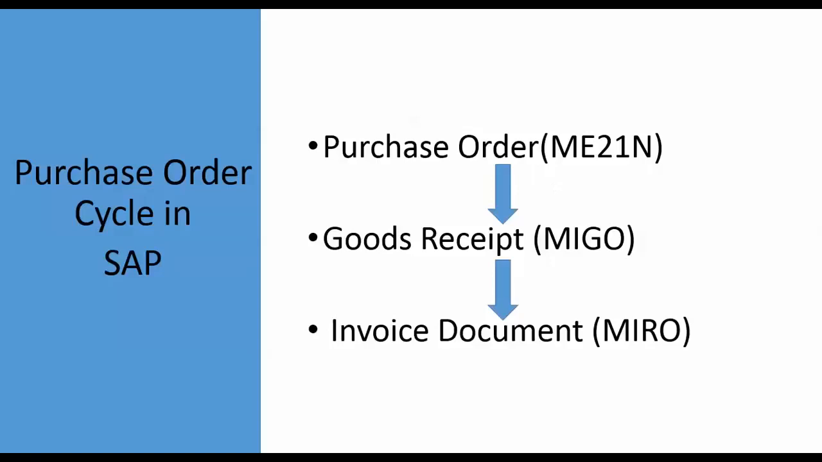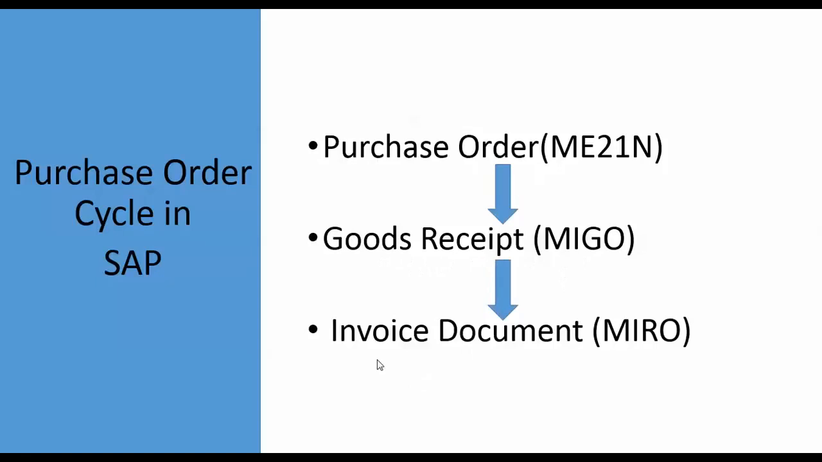Our plant persons, after checking the quality and quantity of the material which is mentioned in the purchase order, create a goods receipt in transaction code MIGO. Goods receipt is a confirmation that whatever material and quantity we have mentioned in the purchase order has been received in our plant. So after creating goods receipt, we have to pay the vendor.